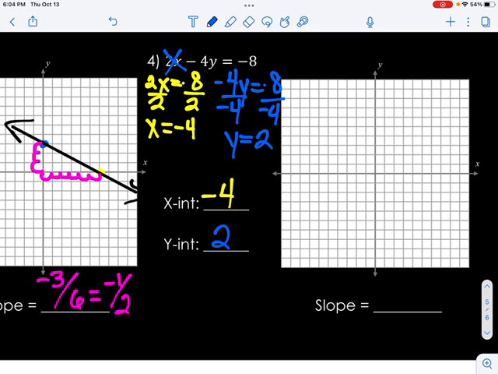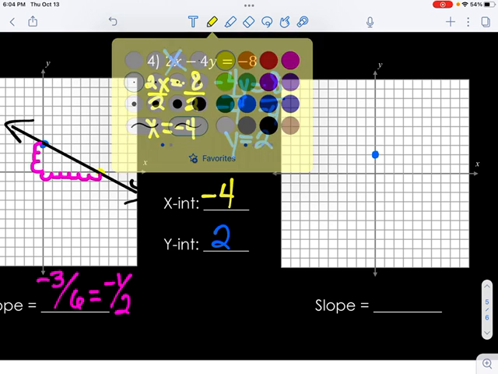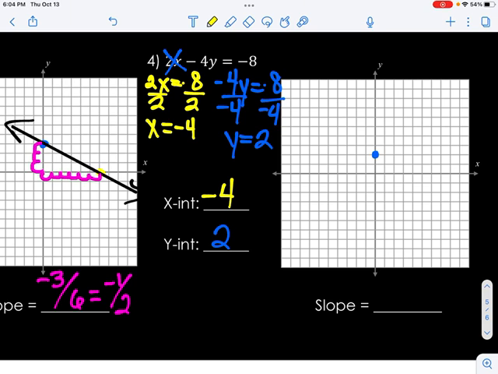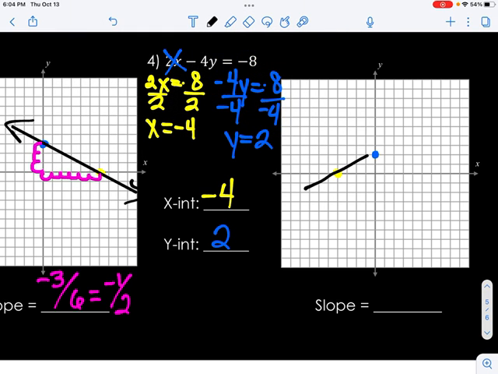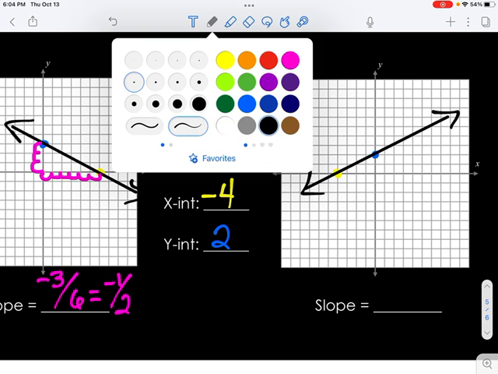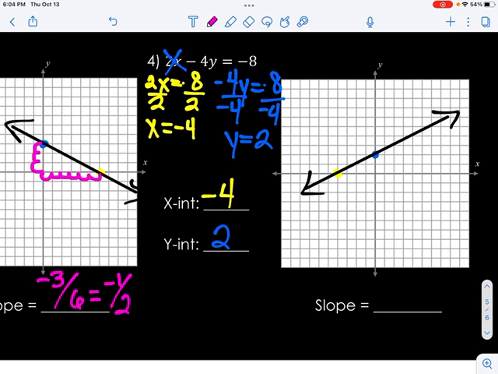So now I come over here, I put my y-intercept as a positive 2. I put my x-intercept at a negative 4. I connect those points. And there's my line.